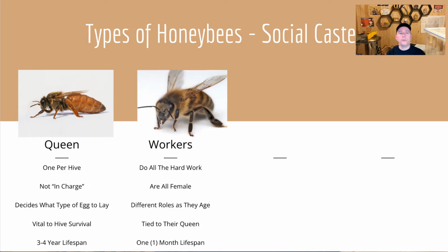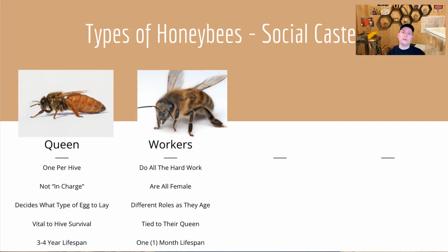Let's see, the worker bees are next. So these are the bees that do all the heavy lifting for a colony, and they're all female, turns out. So they have varying different roles throughout their lifespan. They only live about a month, 4 to 5 weeks typically. But they have a lot of different jobs that they do. And I'm going to talk about that on the next slide here.